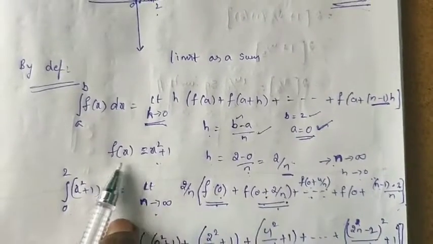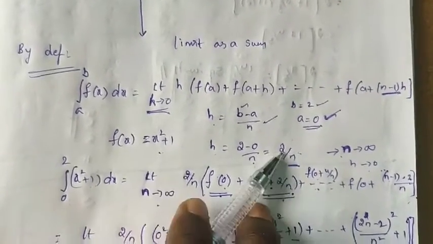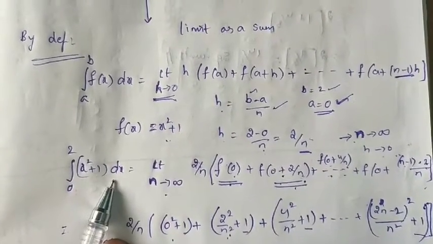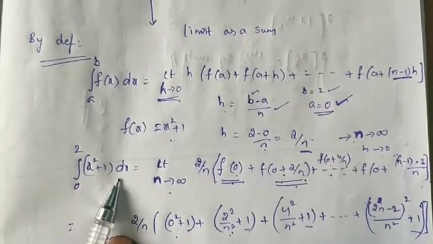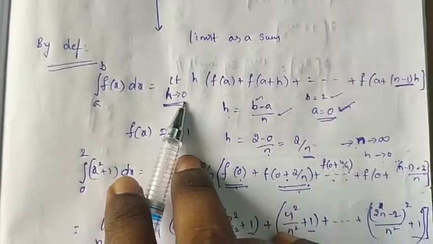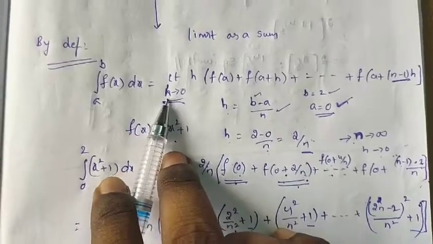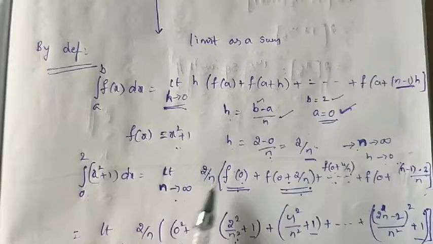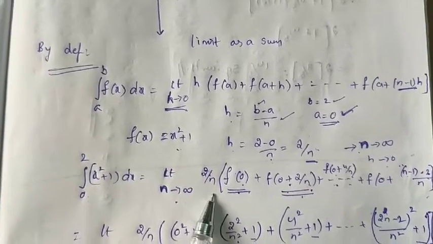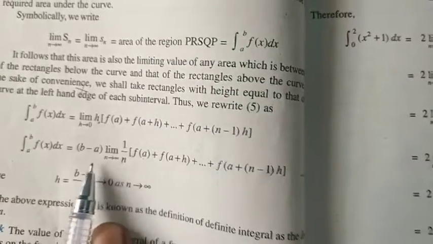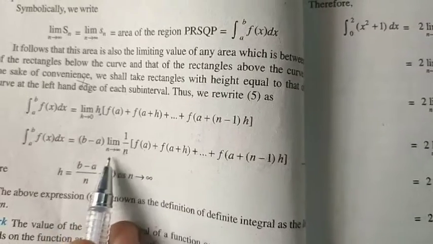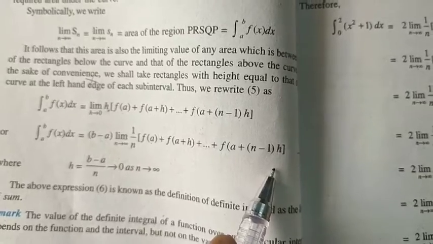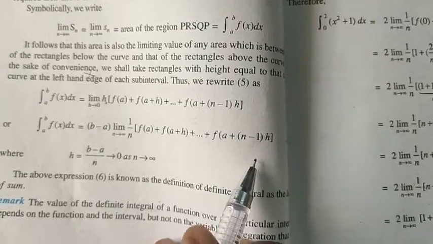The given curve is f of x equal to x square plus 1. Now apply all this into the formula: integral 0 to 2, x square plus 1 dx. Now limit h tends to 0. There is another formula we learned, that is h tends to 0 or limit n tends to infinity. So I am writing h directly in terms of n. This is the formula we already learned: b minus a into limit n tends to infinity 1 by n, f of a plus h and so on, f of a plus n minus 1 into h. That is the formula I am applying now.